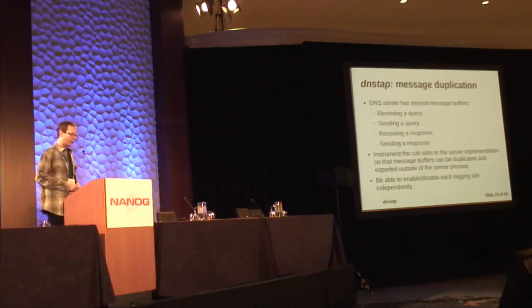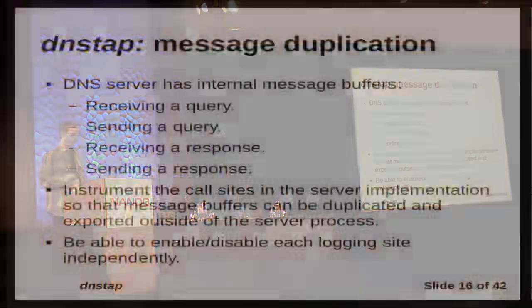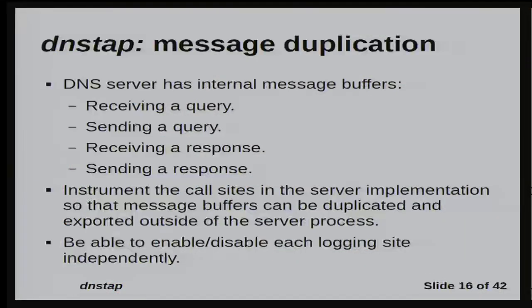So basically, a DNS server has these internal message buffers for processing queries and response messages, sending and receiving queries, sending and receiving responses. The basic idea is that we should instrument the call sites, the places in the code where these buffers are manipulated. And once we have a full message buffer with the complete DNS message in it, we should just duplicate it and export it outside of the server process.